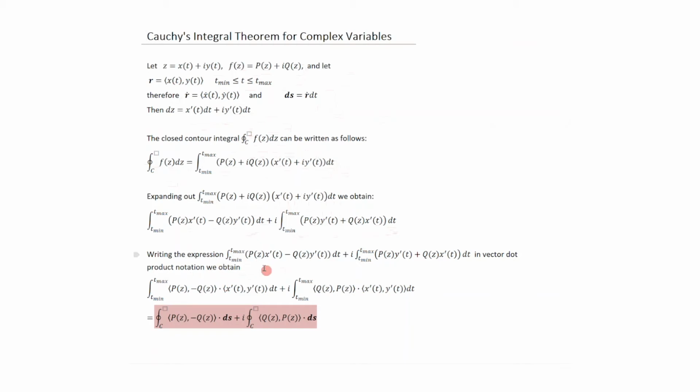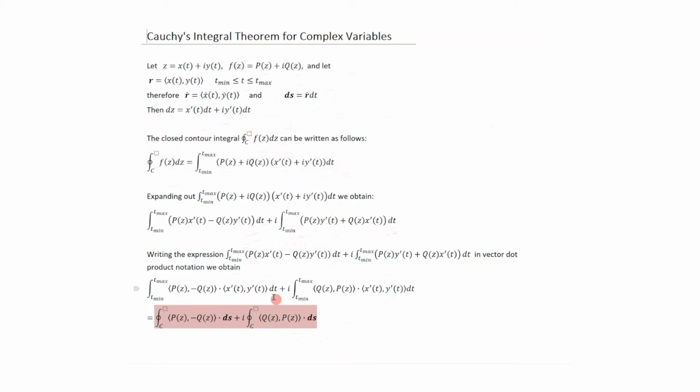So what we can do is look at this now and write this out in a vector dot product notation form. If we consider P and Q as an x and a y component of a vector, right, and x dot and y dot is a second vector, with x dot being the x component, y dot being the y component, then the dot product between these 2 vectors basically gives you this result. Similarly, on this side, we'd have a dot product between these 2 vectors.